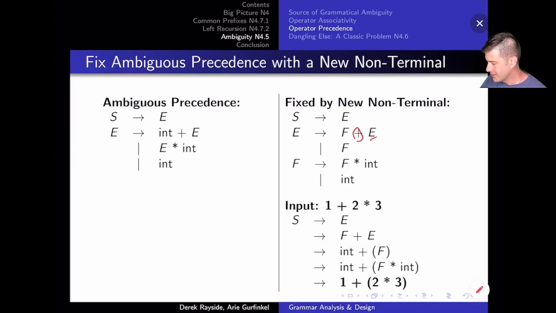Okay. So again, the way you remember this is that you break your operators so that each one has its own non-terminal, and the lower you are, the higher precedence you have, the tighter you bind.